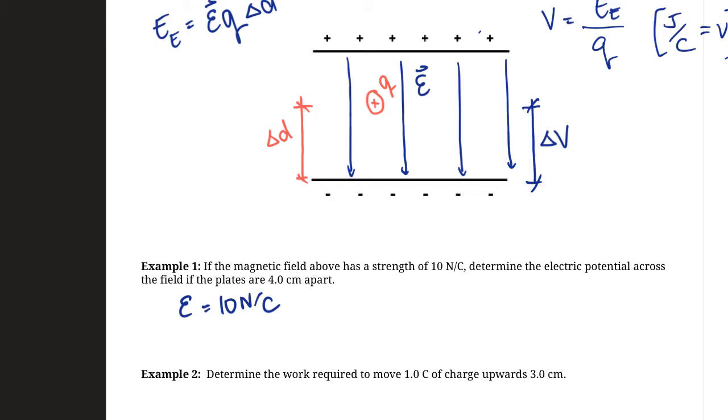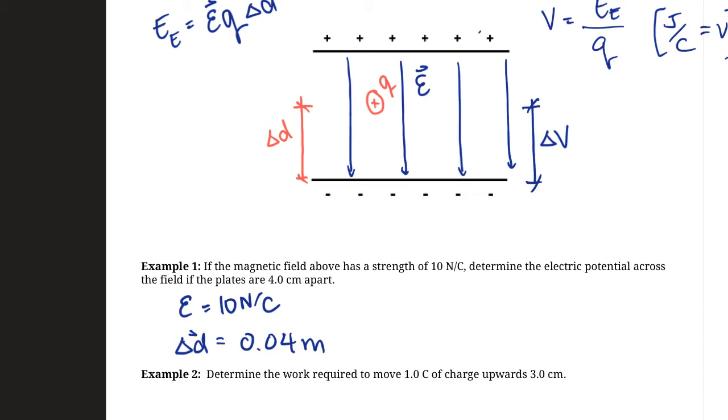We also know the plates are separated by 4 centimeters. So if we're trying to find the delta V of the whole plate, between the two plates, we're looking for the delta V between the two plates, the electric potential difference between the two plates. So our delta D, our distance, is going to be 4 centimeters. And again, always put things in SI units or standard base units, 0.04 meters. So we know that.